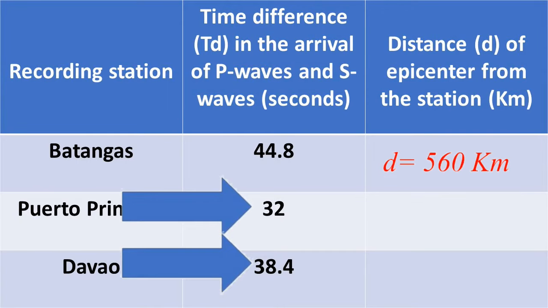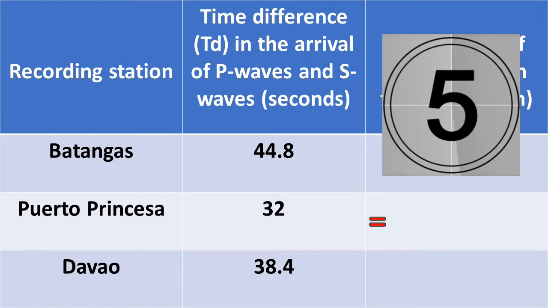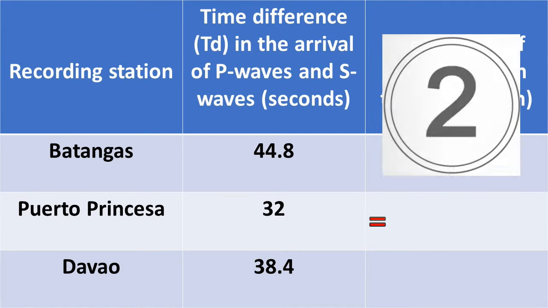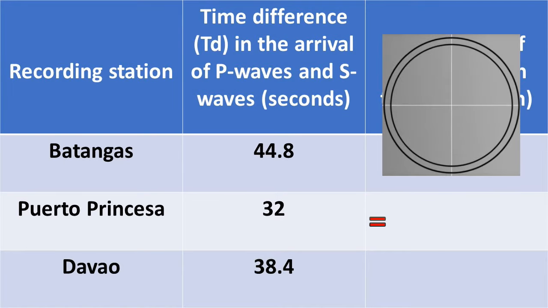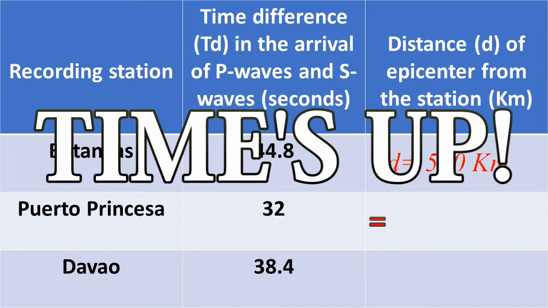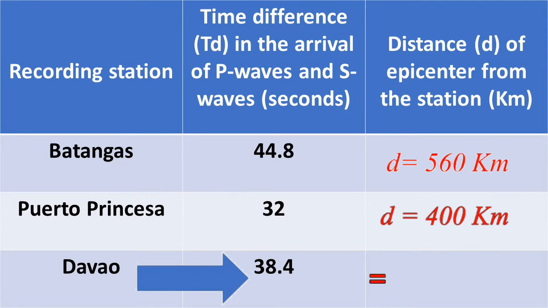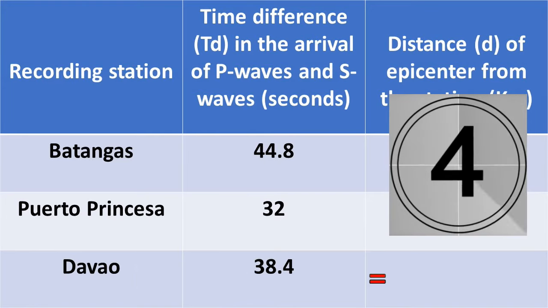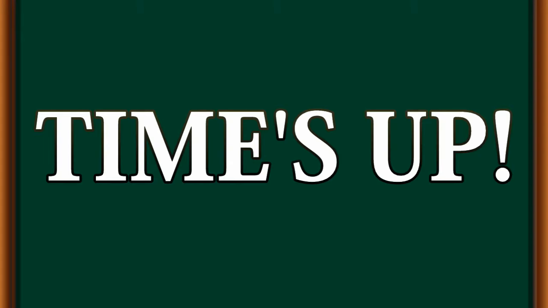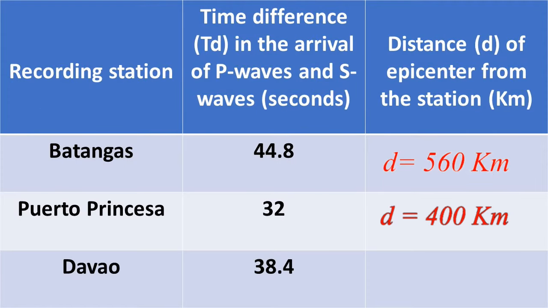Now, it's your turn to solve for the succeeding distances. So let's continue with Puerto Princesa. Your 5 seconds starts now. Time's up! The answer? 400 kilometers. Then, solve for the third distance. Time's up! The answer? 480 kilometers.